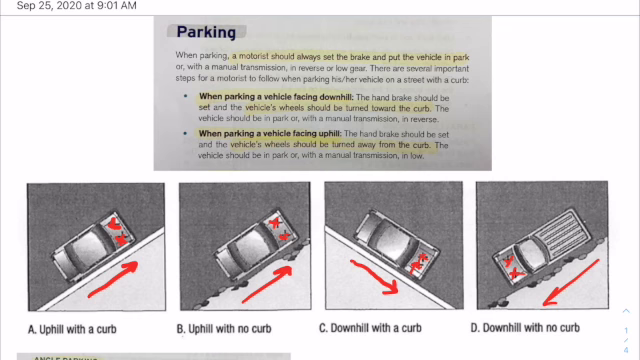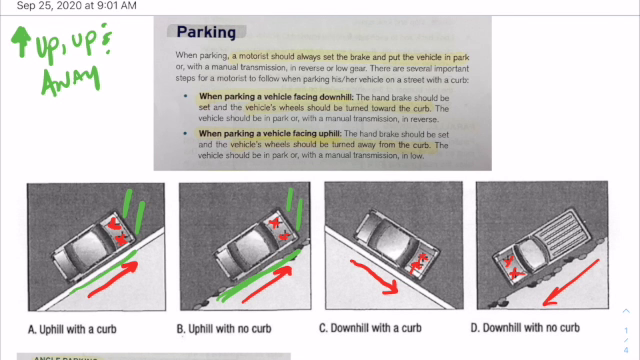So when I discuss this in class, I like to say when you're parking uphill, it's up, up, and away. Okay. So that is the best way for you to remember as a new driver. So if the curb is here, my tires are going to be away from the curb. Again, regardless whether the curb is on the driver's side or the passenger side, again, away from the curb.